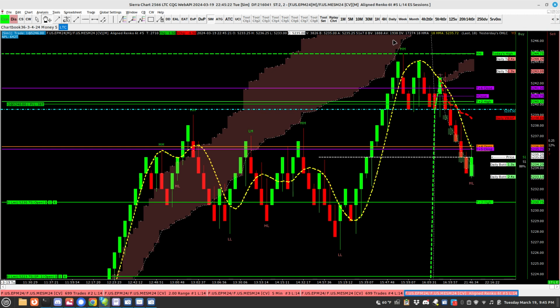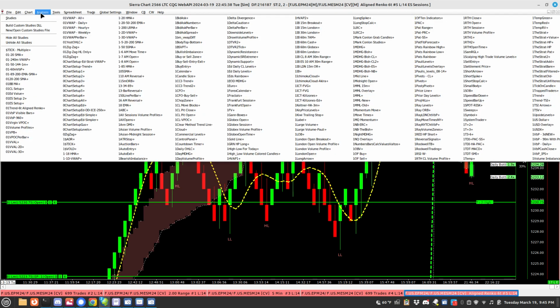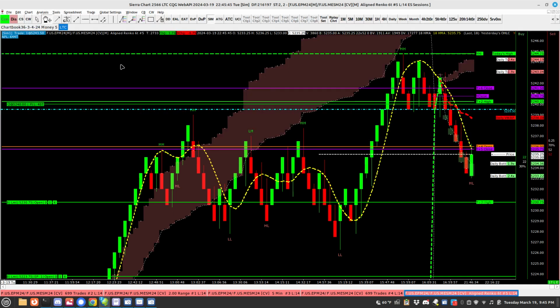I hope this has been informative. Hope it's been useful. I posted this out in the free area on Dropbox, and it's called, what did I call this thing? It's called 01 Trend 6-Tick Aligned Renko. Okay, so what you can do is drop that study collection on a 6-tick aligned Renko chart and see exactly what I'm saying.